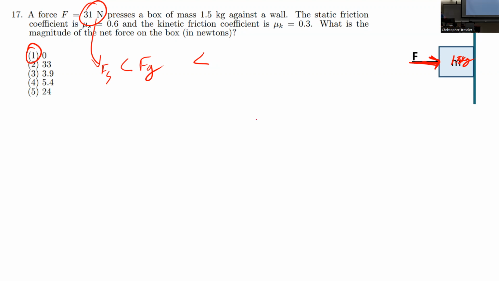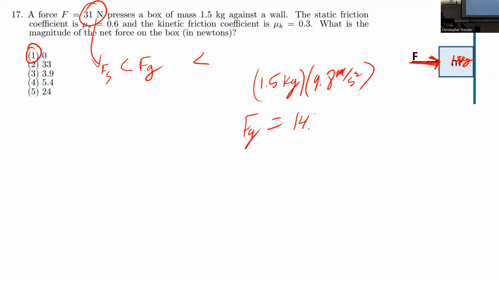So here's the issue. We know that this is 1.5 kilograms. So that means that the gravity is going to be 1.5, not grams, 1.5 kilograms, and we have 9.8 meters per second squared. So we know that the force of gravity on this block is equal to, if I do 1.5 times 9.8, we have 14.7 newtons. Now, what is the force of static friction?